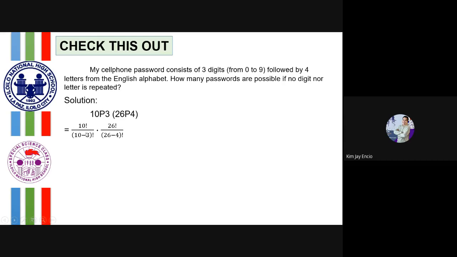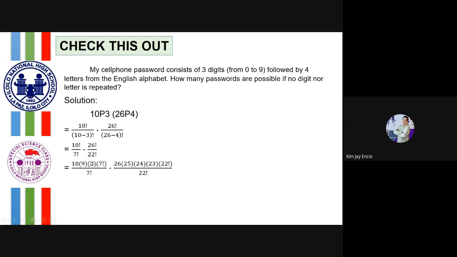That's 10 factorial all over 10 minus 3 quantity factorial, times, for the second one, 26 factorial all over 26 minus 4 quantity factorial. Simplifying this will yield 10 factorial all over 7 factorial times 26 factorial all over 22 factorial.